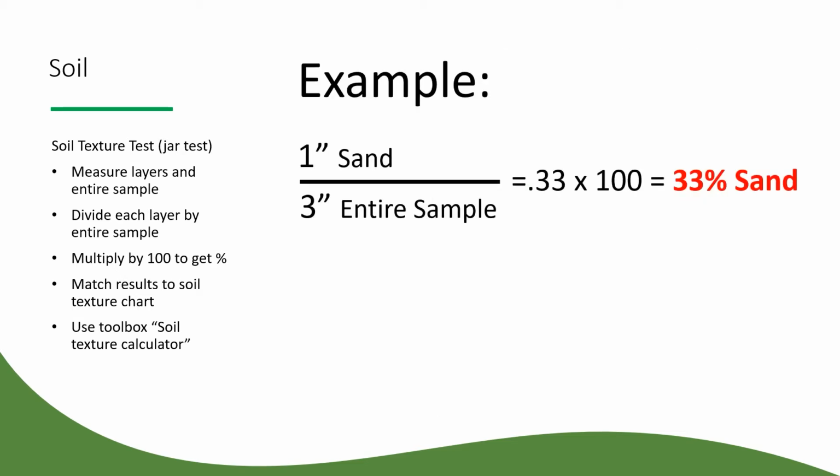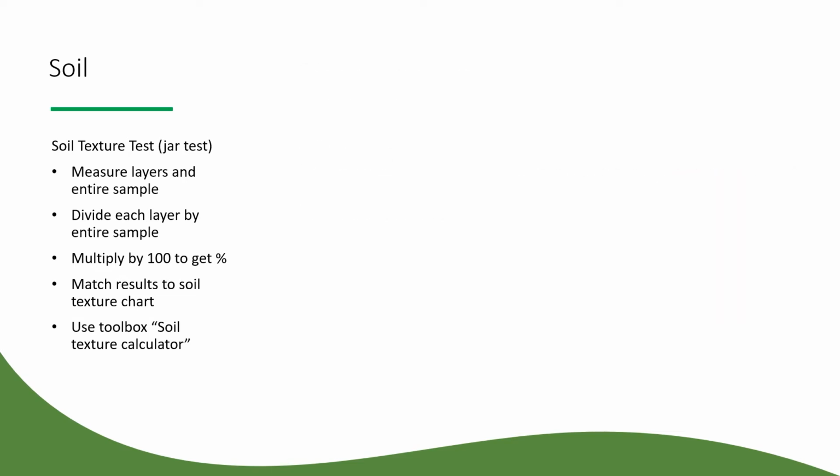For example, if your sand layer is 1 inch thick and the entire sample is 3 inches thick, divide 1 by 3 to get 0.33. Then multiply this by 100 to get 33%. So your soil has 33% sand in it. Repeat this process for the remaining layers. If this all sounds confusing to you, don't worry. We have included more detail and a handy calculator that will help make this process easier for you in the toolbox section of the website under Soil Texture Classifications.